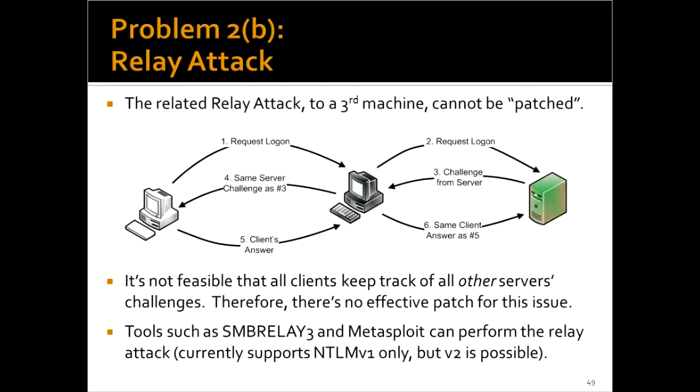But the bigger problem, which is much more difficult to fix, is related, and it's the relay attack to a third machine. So I'll just talk through this one real quick. In step 1, we have the client connecting to the rogue server. In step 2, the rogue server forwards a logon request to a victim machine that it wants to log into. In step 3, the victim machine issues a challenge back to that rogue server, and the rogue server issues that exact same challenge back to the connecting client. The client answers it to log into the rogue machine. The rogue machine uses the exact same answer to send on to the victim machine on the right, and is able to log into our victim.